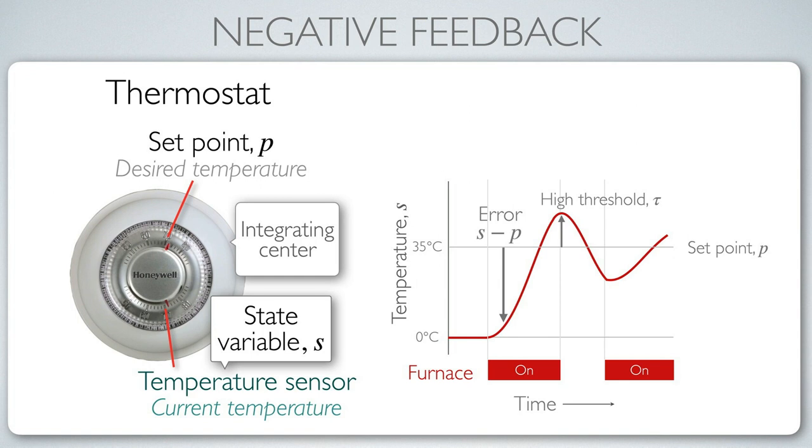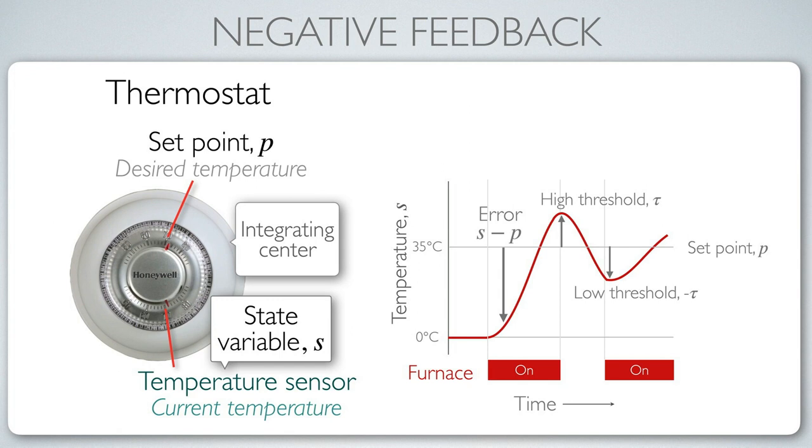Then again, as the temperature drops and the furnace turns back on, which occurs right there and drives the temperature to increase again, that occurs at another threshold. That's the low threshold. And in the simplest case, the high threshold is just the inverse of the low threshold. So we're going to denote the low threshold as negative tau. It's the error value that occurs when the furnace turns on.